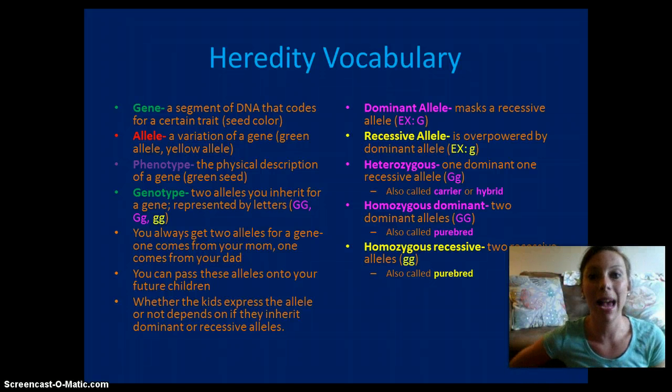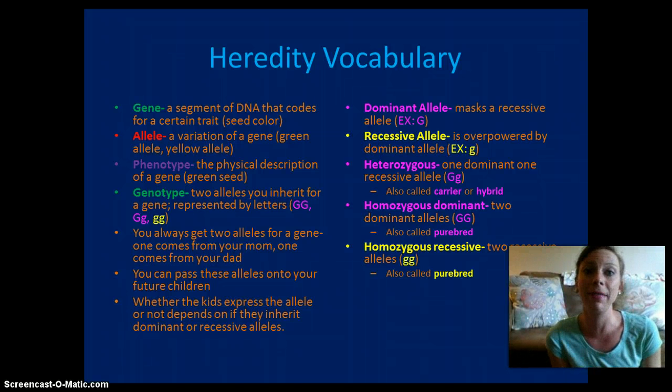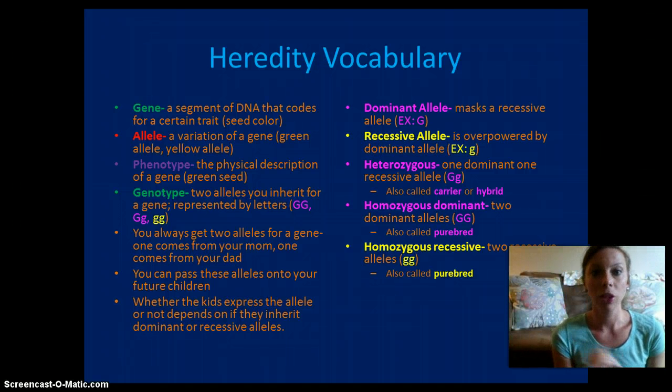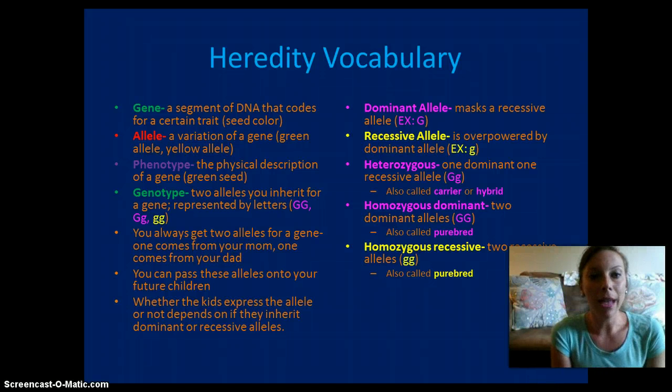So here's some of the vocabulary, the key terms that you need to know. So a gene is going to be a segment of DNA that codes for a specific trait. So for example, the color of a seed. An allele is going to be a variation of that gene. So it would be the green allele, or the allele for the green trait, and the allele for the yellow trait. They are represented by letters, which would be the genotype, and we'll see that in a second. So the phenotype is going to be the physical description or the physical appearance of that trait. So a green seed would be an example.